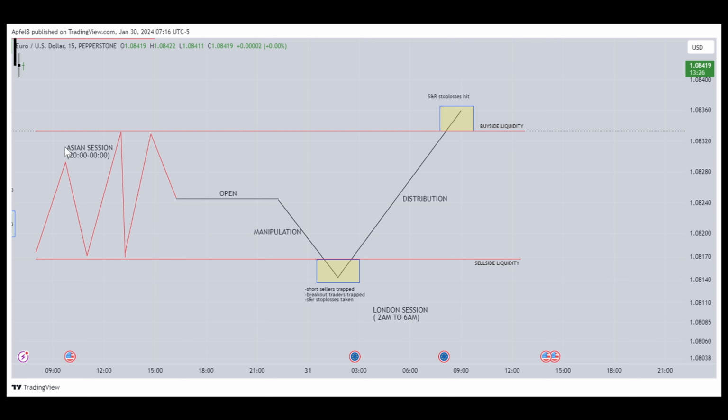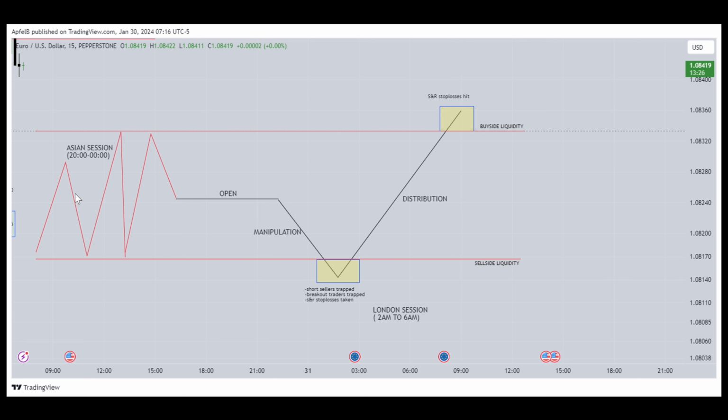So this is our consolidation. We open, manipulate. So this move here, what I'm talking about, this move typically happens in the London session, and that's what I'm going to be teaching you about today, how to get these precise scalps, because this move can yield like 20 pips.